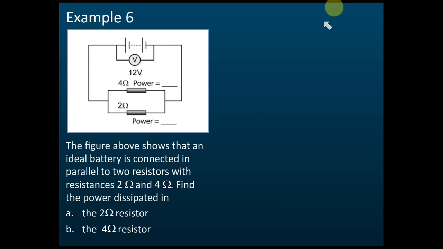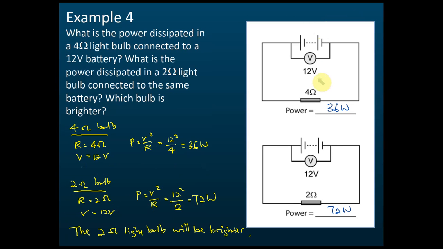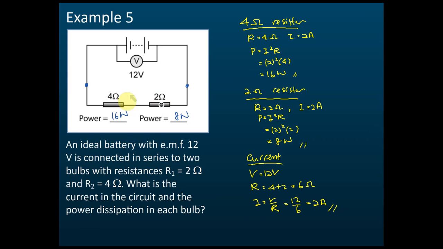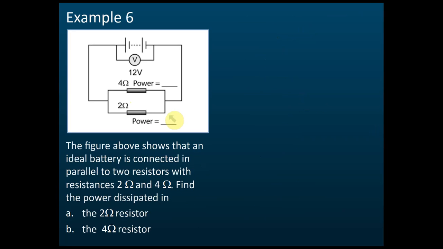This is 2 separate circuits. This one is 1 circuit, 2 resistors in 1 circuit. This one, higher resistance, higher power. Just now, higher resistance, lower power. Now this one, just now, was a series circuit, right?